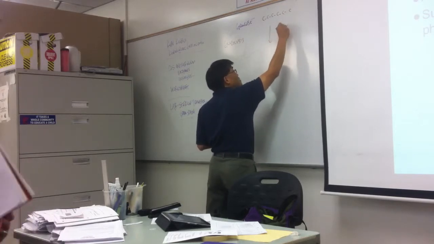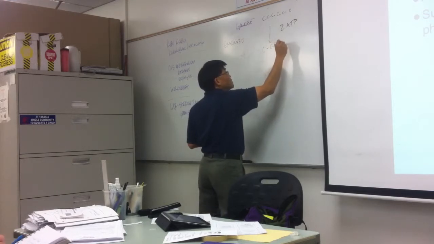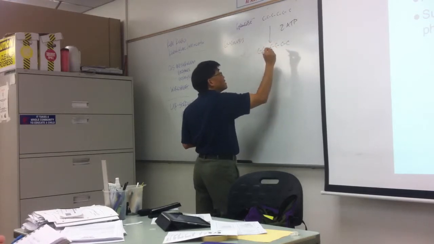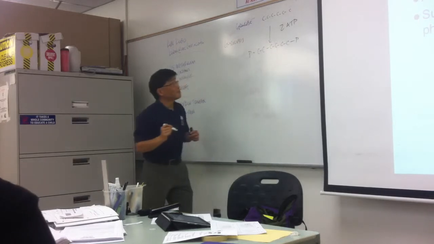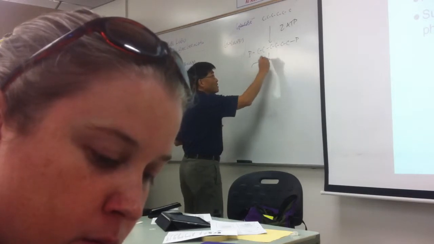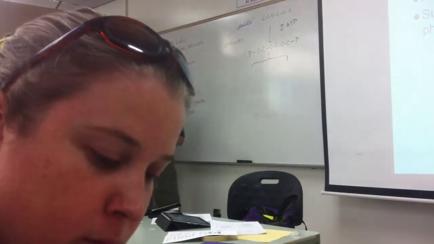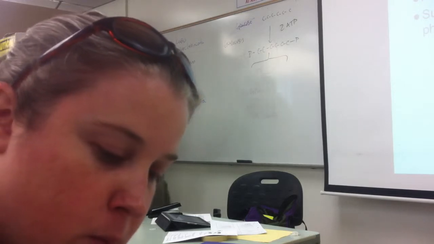We need 2 ATP molecules in the first steps. Then that activates the molecule so that we can break it down into half molecules. So how many carbons are going to be in each half? 3. Okay.